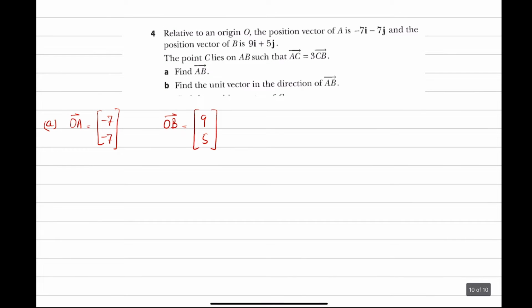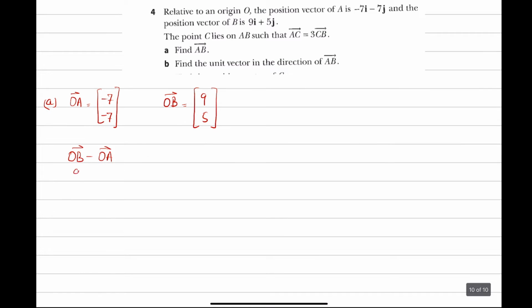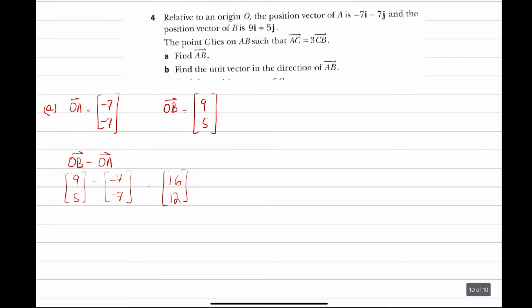The first part at least is easy. In the first part where you have to find AB, all you got to do is OB minus OA, and that's good enough. OB is 9, 5 minus OA, which is minus 7, minus 7. So be careful: 9 minus minus 7 will become 9 plus 7, which is 16. 5 minus minus 7 will become 5 plus 7, which is 12. And there you go, that's part A. Pretty easy.